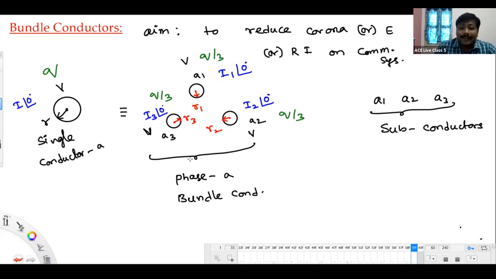Okay, now I will define the bundle conductor system. Just follow the words, what I am saying, I will write it. In a bundle conductor system, each phase consists of two or more subconductors running in parallel, operating at same voltage, carrying same phase current, and charge will be equally distributed among the subconductors.